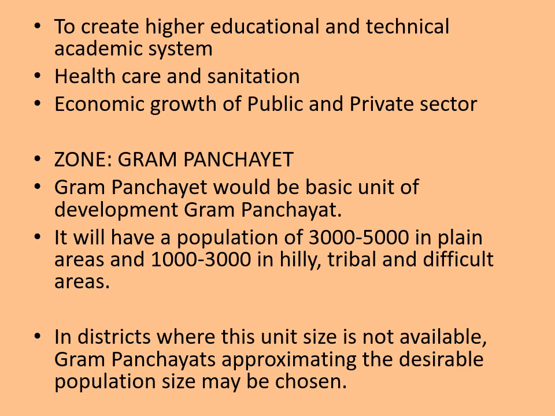The basic geographical area for the village cluster is solely the Gram Panchayat area. Gram Panchayat would be the basic, primary unit for the development of the rural model village cluster. It will have a population of 3,000 to 5,000 in a plain area, and in hilly areas the population will be 1,000 to 3,000. The population ratio remains the same in tribal and any difficult or hindrance areas. In the district where the size unit is not available, the Gram Panchayat approximating the desirable population may be chosen. But basically, Gram Panchayat has an option to select the 100 villages according to their own population size and own desire, and they can apply their own method to choose the villages.